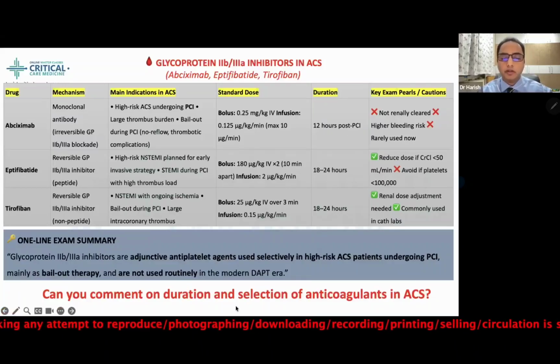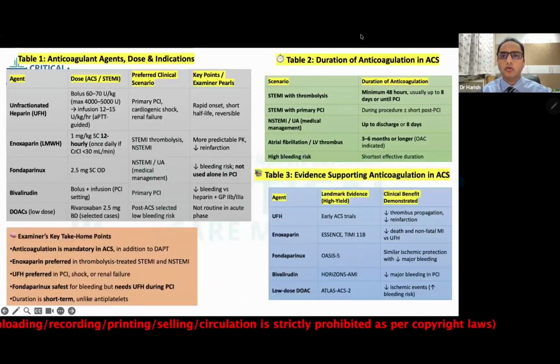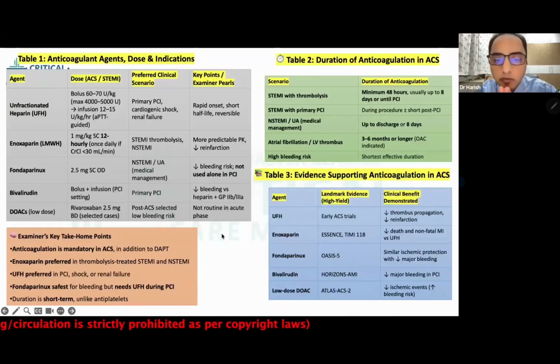So, can you comment on the duration and selection of anticoagulant agents in acute coronary syndrome? These are all your viva questions. There is no way you are going to present your ACS case without knowing all these things.